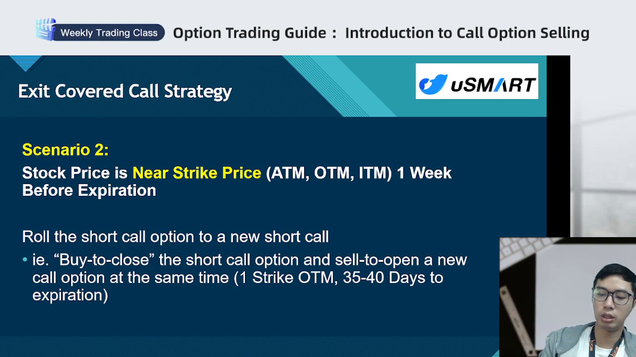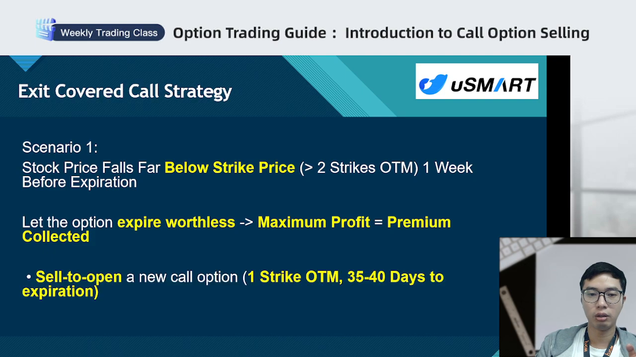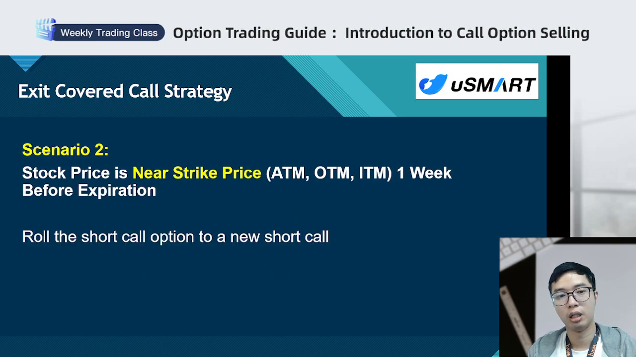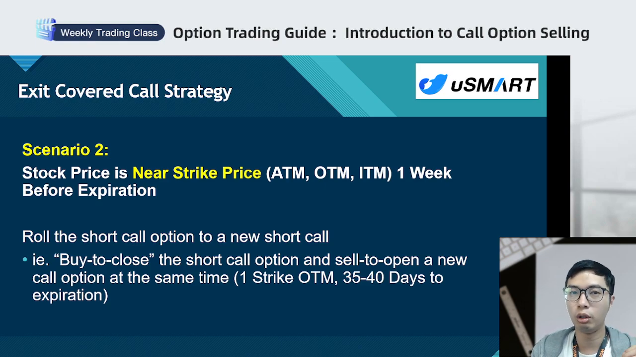Just now the scenario was that it fell below the strike price, and we let it expire, while expired it is still below the strike price. While in scenario 2, because we don't know if we're at the money, out of the money, or in the money, we can choose to roll the short call. That means we don't wait for the expiration date, we close the short call, and then we open a new one. So it's around one strike out of the money, 35 to 40 days to expiration.